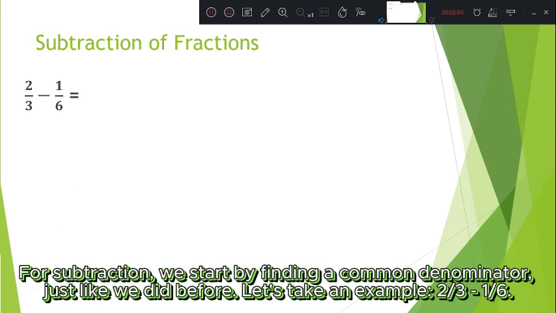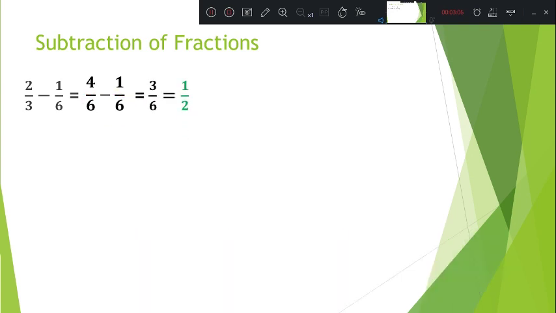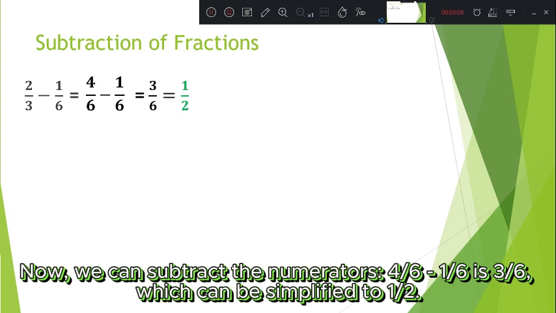For subtraction, we start by finding a common denominator. Just like we did before, let's take an example. 2/3 minus 1/6. We find the least common multiple, which is 6, and rewrite the fractions to have a common denominator. Now, we can subtract the numerators. 4/6 minus 1/6 is 3/6, which can be simplified to 1/2.